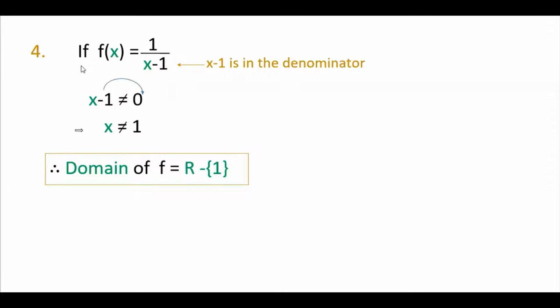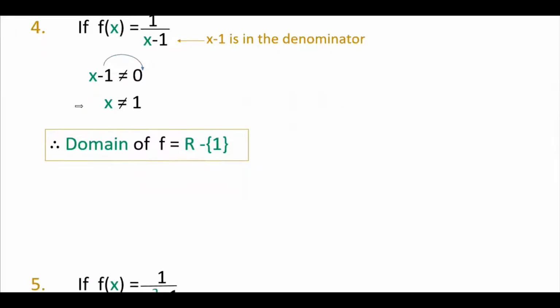This is the fourth example. If f of x is equal to 1 by x minus 1. So here x minus 1 is in the denominator. We know that the denominator should not be 0. Therefore, x minus 1 is not equal to 0. Therefore, x is not equal to 1. So the domain of this function is, except 1, all the real numbers. That means R minus {1}. You have to write this one element in a set like this. So this is the domain of this function.